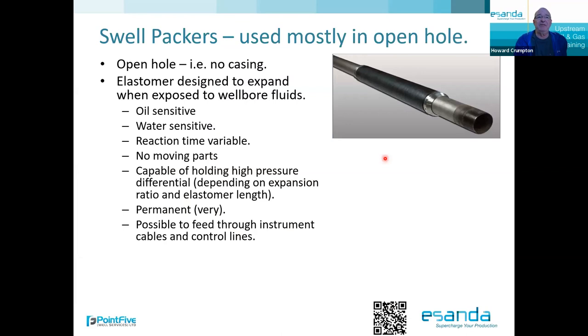Swell packers have been around the industry for about 20, 25 years now. They're a very attractive proposition for the completion engineer because they're extremely simple. They have no moving parts. The swell packer works by bonding an elastomer to the outside of my production tubing, and that elastomer will swell. It expands on contact with, we can make them water sensitive, we can make them oil sensitive. Once it's on depth, once it's situated where it needs to be in my open hole, perhaps between two different producing zones, over time, and we're talking about a few tens of hours, it will swell up and create a barrier between two different producing zones.